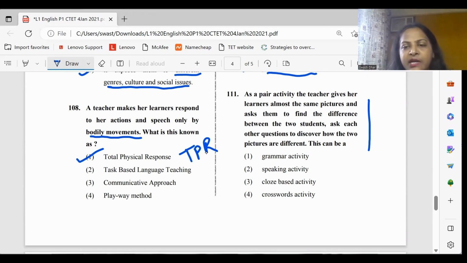So is this a grammar activity? No. Is this a cloze-based activity? No. Cloze-based activity is a written activity, and crossword is also written. So this is a speaking activity, because the teacher wants the students to talk to each other, to ask questions, and to be able to decipher what is said.